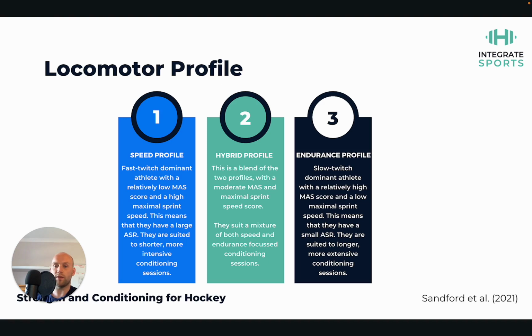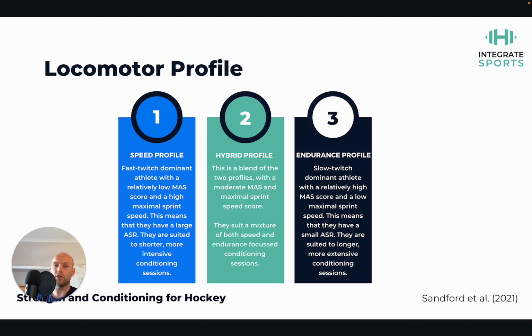A hybrid profile sits in the middle. It's the blend of the two, of speed and endurance. They typically have a moderate mass score and a moderate maximal sprint speed score. So they suit a mixture of both. Typically positions like in the midfield are going to suit this because they've got a nicely balanced overall profile of good speeds and a good mass score.